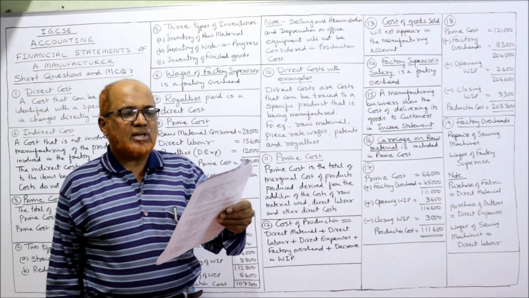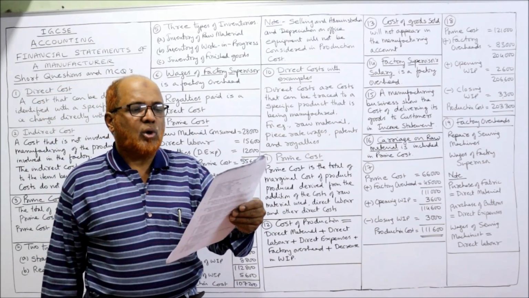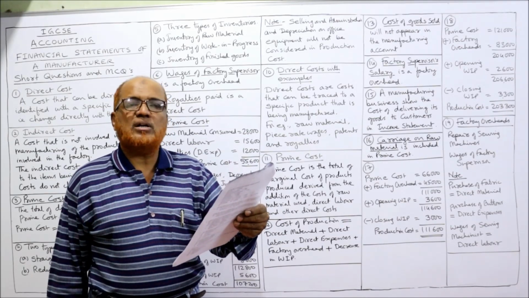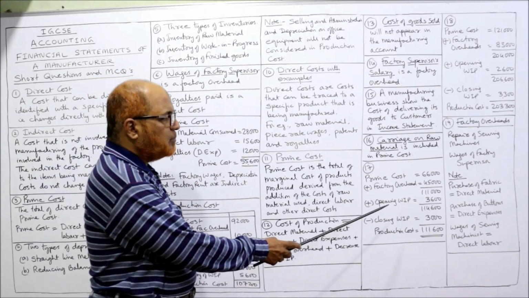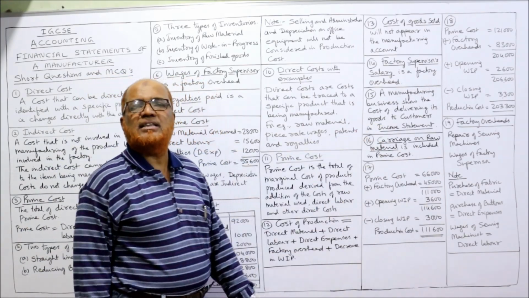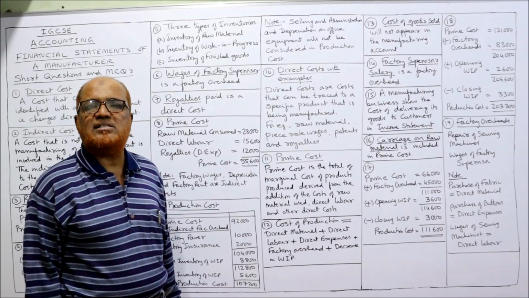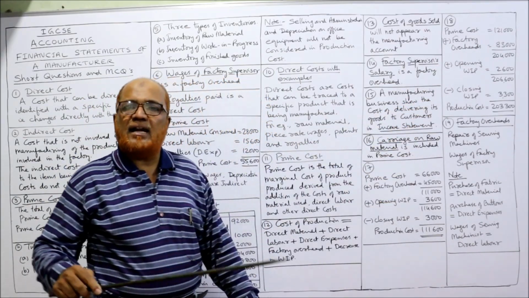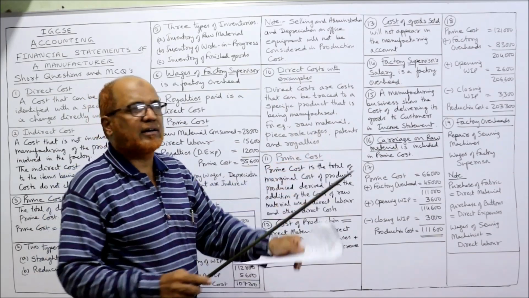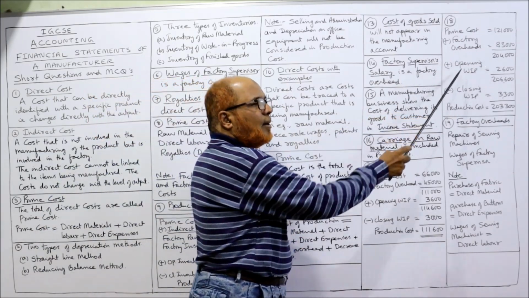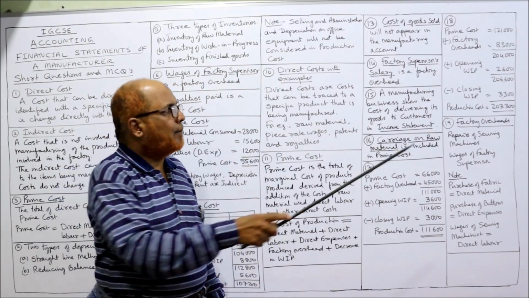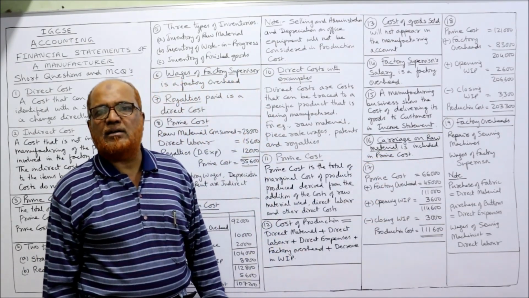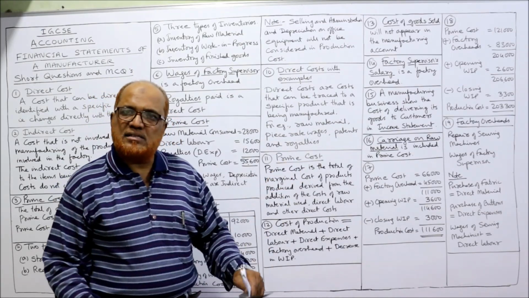18th. A manufacturing company provided the following information: closing WIP, factory overhead, opening WIP, prime cost. What is the production cost? Exactly similar to the 17th problem. 17th and 18th are same, only figures are different. So first we take prime cost. To prime cost we add factory overhead, given in the problem. We'll get 2,04,000 plus opening WIP minus closing WIP. We'll get production cost 2,03,300. So 17th and 18th same problem.